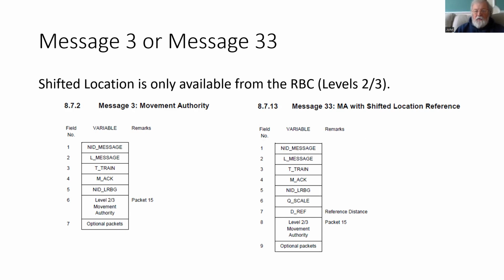Message 33, which is the movement authority with shifted location, also has the same content. However, additionally, it has the D_REF distance, which can be both positive and negative, and a scaling factor for that reference distance, Q_SCALE. Other than that, the two messages are the same. However, the effect for the train is different. So hopefully that explains how a shifted location works.